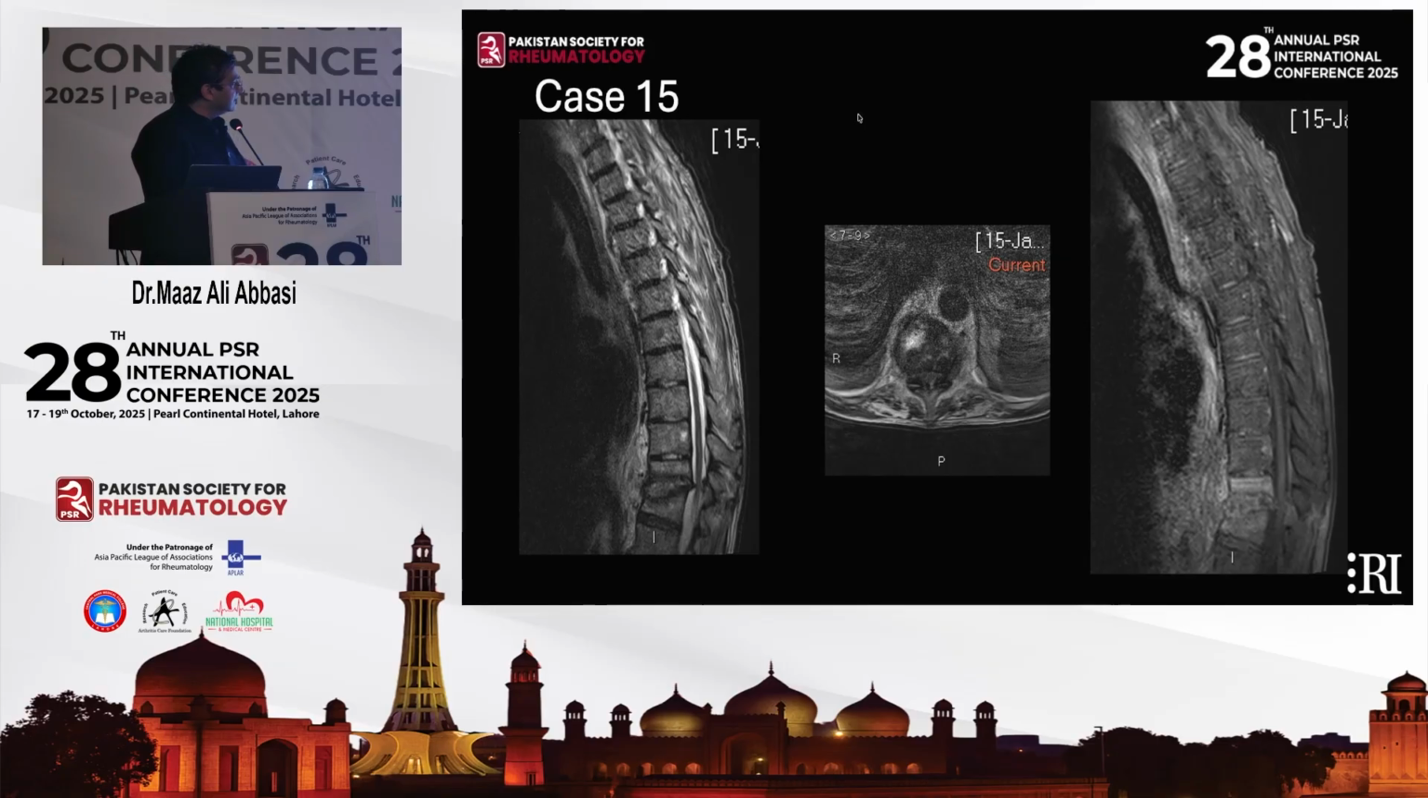That is not, in this case, much of a differentiator because you would see that in TB as well. But in TB, you tend to see it more in the posterior aspect. But this is very characteristic of an IVDU type discitis rather than a TB discitis.